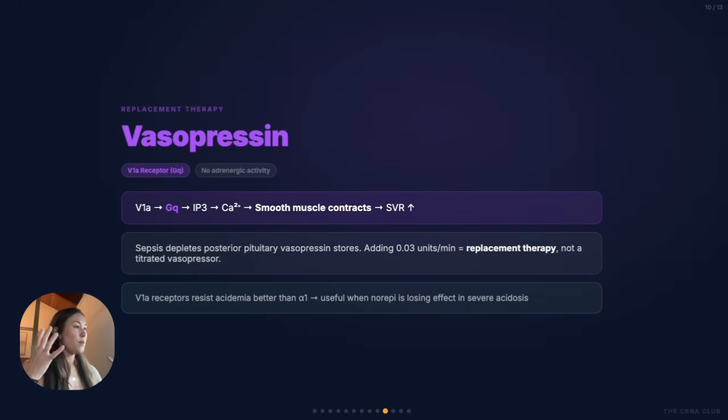So this kind of reframe also explains why vasopressin holds up better in acidosis, right? V1 receptors are more resistant to acidemia than alpha 1 adrenergic receptors. So when norepinephrine is losing its punch in severe acidosis, vasopressin is still probably going to be doing something.